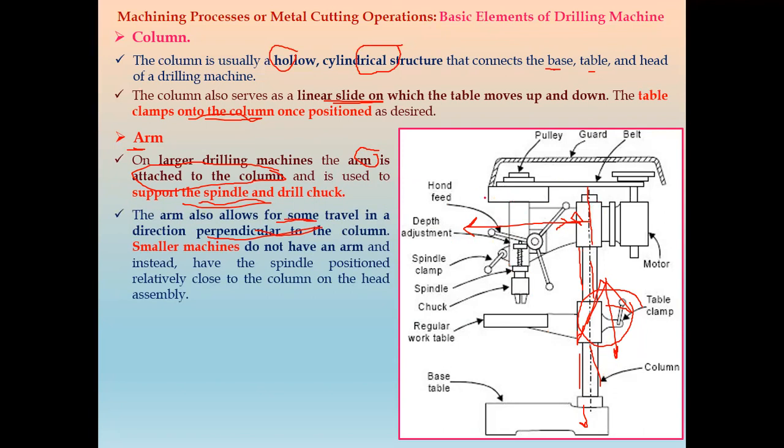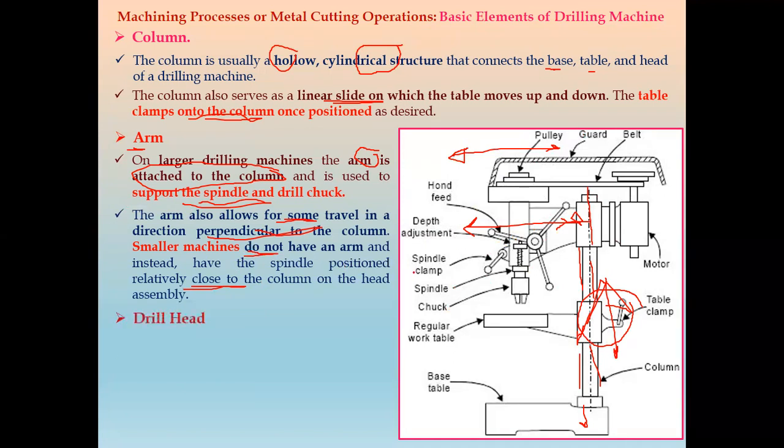So the arm is used where we have to have a movement along this direction, that is along the transverse direction. The smaller machine does not have an arm. Instead, the smaller machine has a spindle which is positioned relatively close to the column and the head assembly. And when an arm is provided, it is generally provided in large machines so that a large size of workpiece can be accommodated by using this arm.